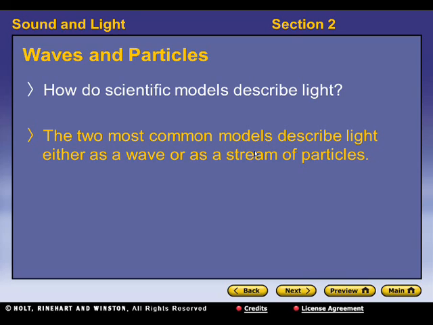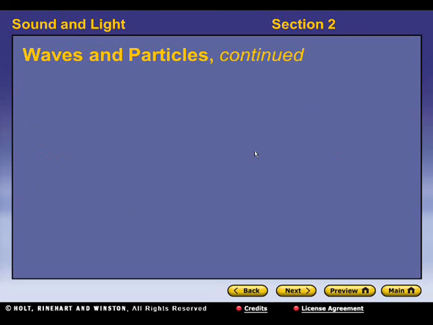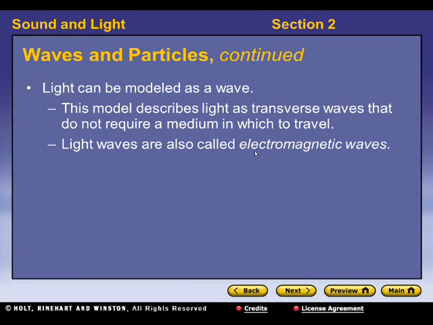The two most common models describe light as either a wave or as a stream of particles. Light produces interference patterns as waves do. Light can be modeled as a wave. This model describes light as a transverse wave, which is what we saw earlier, the oscillating electric and magnetic fields that don't require a medium or a material in which to travel.